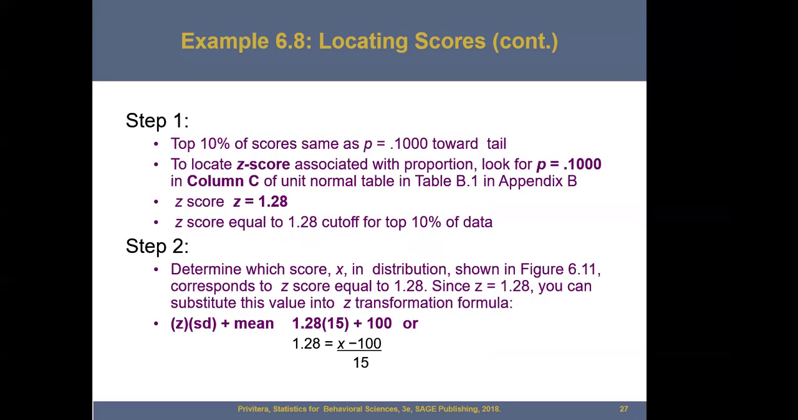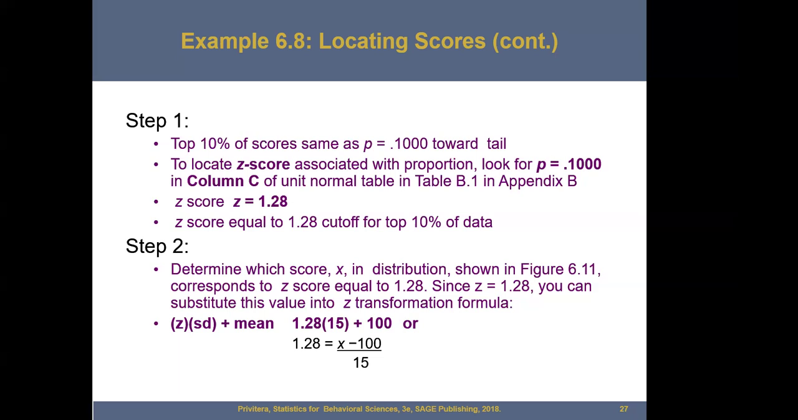So step one, top 10% of scores, same as p is equal to 0.1000 towards the tail. That's in your Z table. To locate the Z score associated with the proportion, look up p is equal to 0.1000 in column C, which we just did. So Z score is equal to 1.28. If that sounds like Charlie Brown's teacher, just tell me and I'll go back to the Z table in chapter 6. Z score is equal to 1.28, the cutoff for the top 10% of the data.